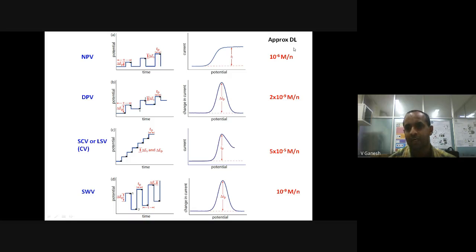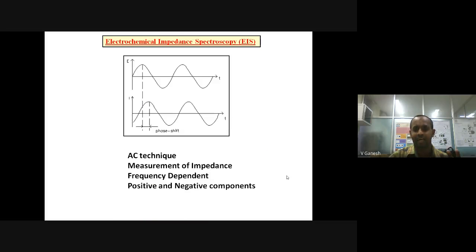These are of course the detection limit. If you want to look at material growth for energy conversion or storage applications, you can use this pulse voltammetry technique with a very low concentration of the molecule. You don't have to use millimolar or molar concentrations. That's the advantage you get with pulse voltammetry.